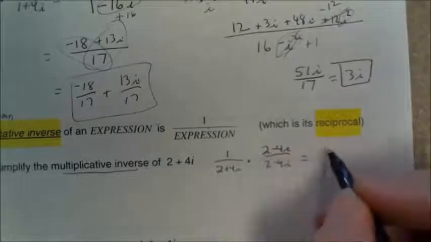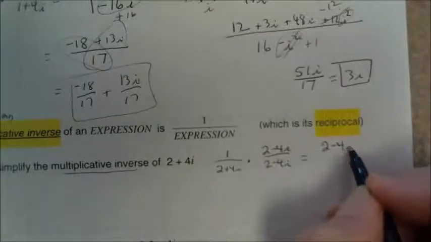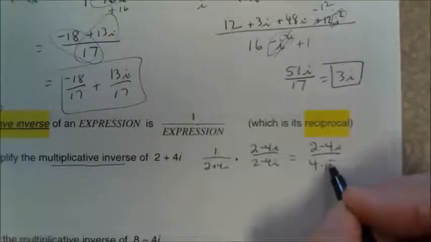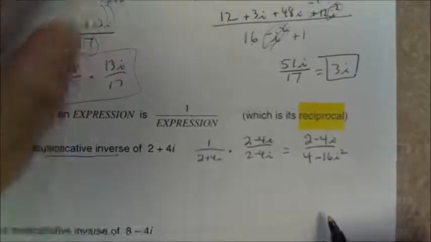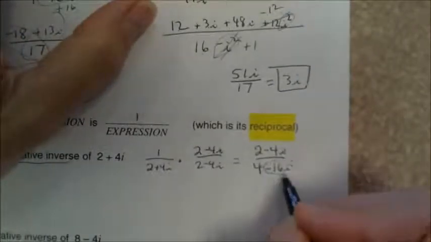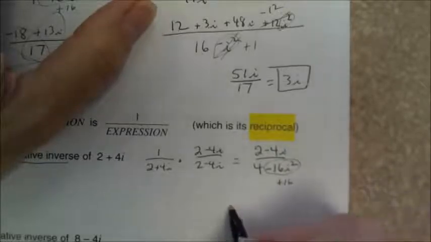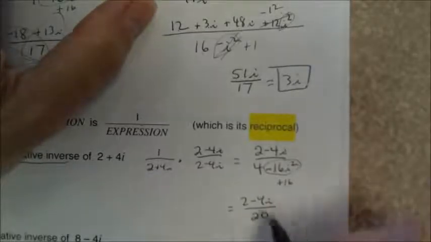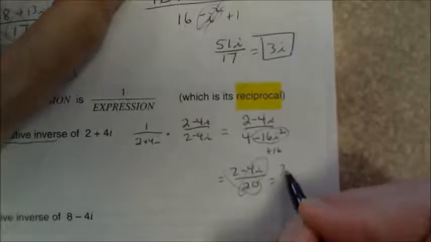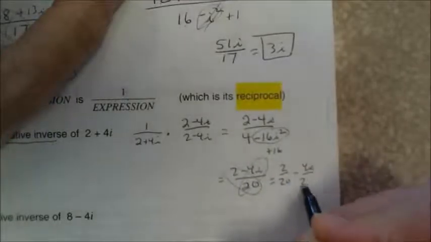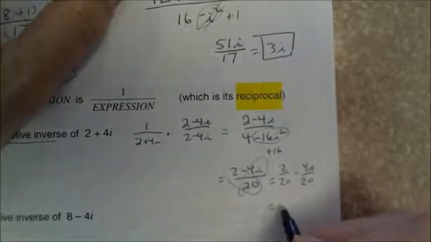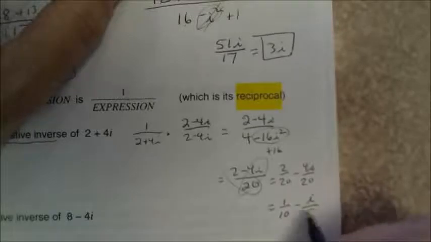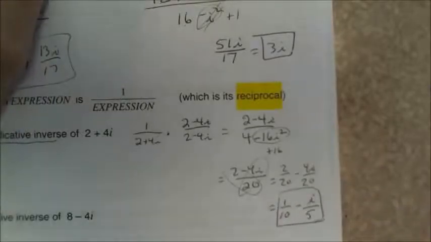And what you get is 1 times 2 minus 4i, which is just 2 minus 4i. And on the bottom, 2 times 2 is 4. 4i times negative 4i is negative 16i squared. A negative 16i squared is a positive 16. So you have 2 minus 4i over 4 plus 16, which is 20. And then we're going to split this up into two fractions, 2 over 20 minus 4i over 20. 2 over 20 reduces to 1 over 10. 4i over 20 reduces down to 1i over 5. And so that's the multiplicative inverse of that.